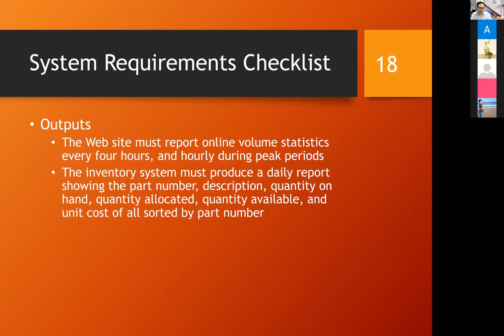We may have the checklist like: inventory system must produce a daily report showing the part number, description, quantity on hand, quantity allocated, quantity available, and unit cost, all sorted by part number. Then you just check whether the output of the inventory system can produce these corresponding lists of data or not. Okay, that is a checklist that you may have to do.